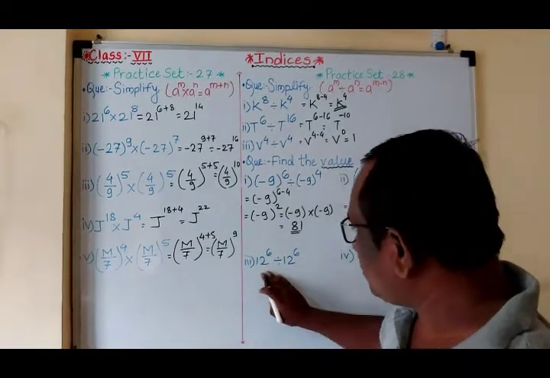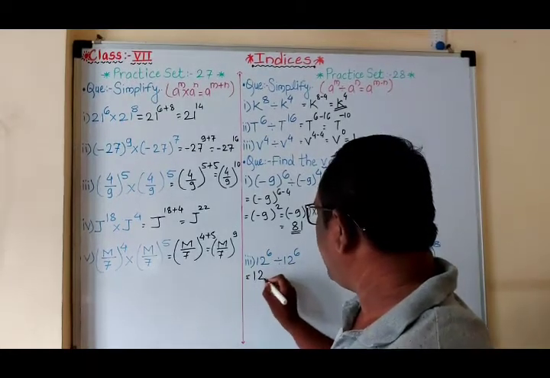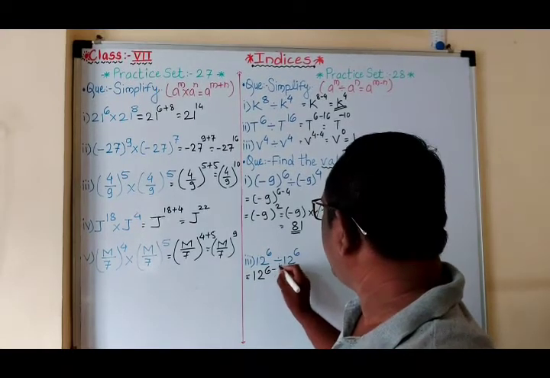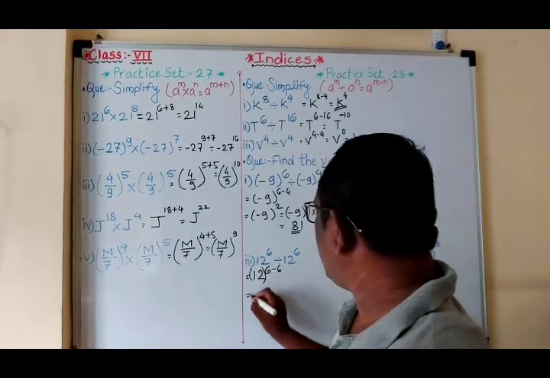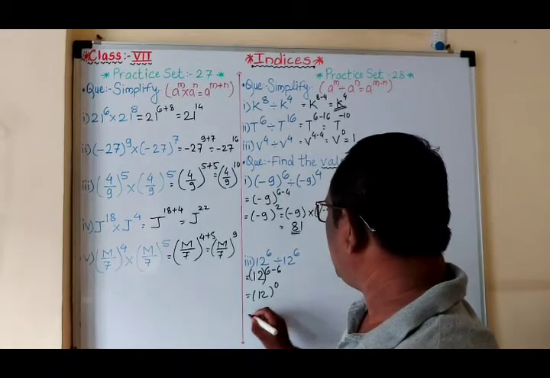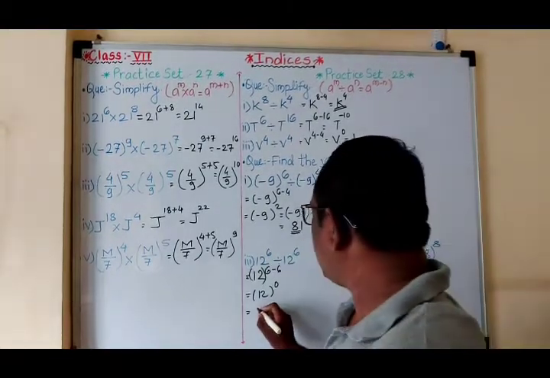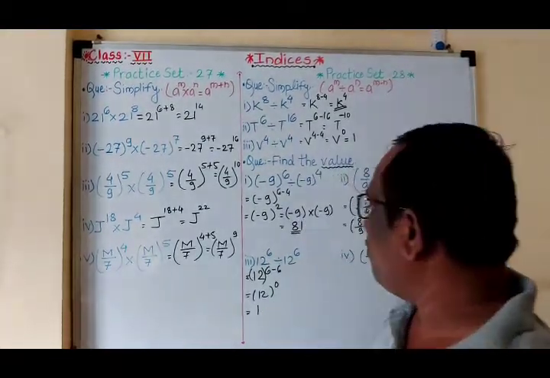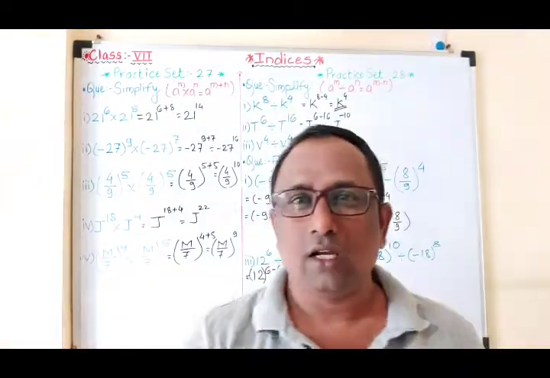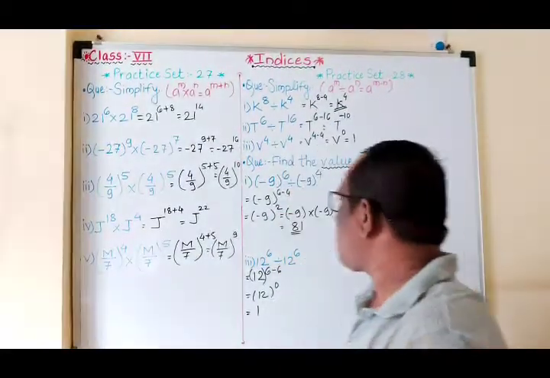Now here third example, same we will solve. First write the base, then 6 minus 6. I'll put the bracket here. So 6 minus 6, 12 raised to 0. When the index is 0, as I told you here also, then the answer is always 1. Okay, if the index is 0, then you always have to write the answer 1. Now we'll solve the last example.